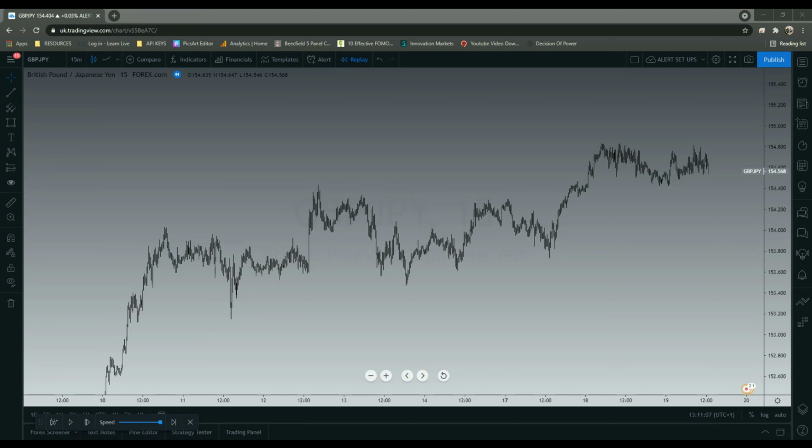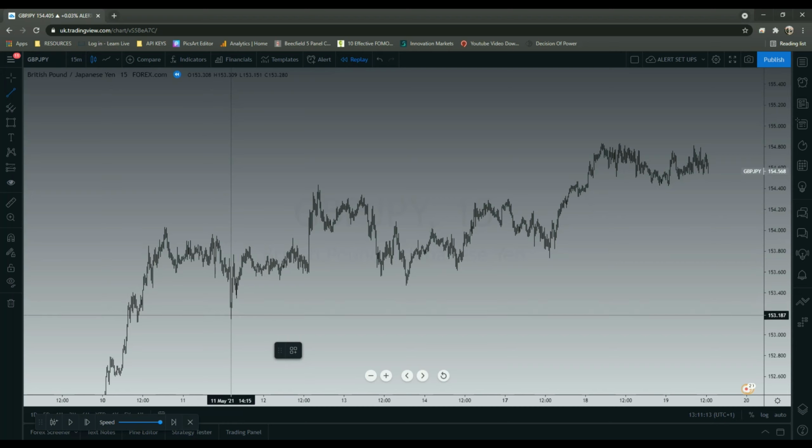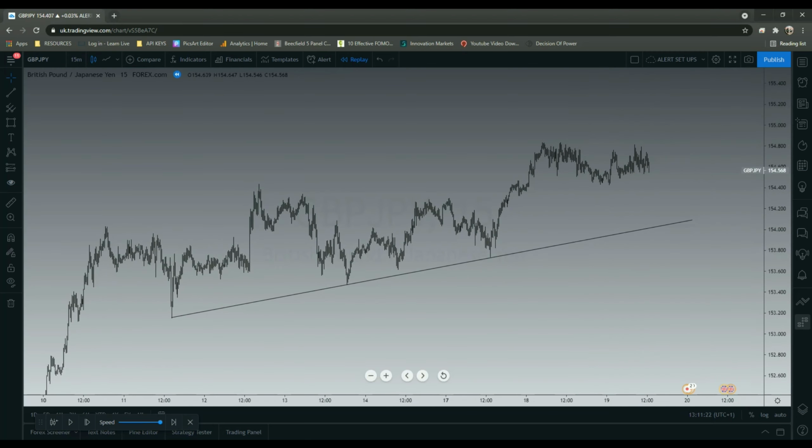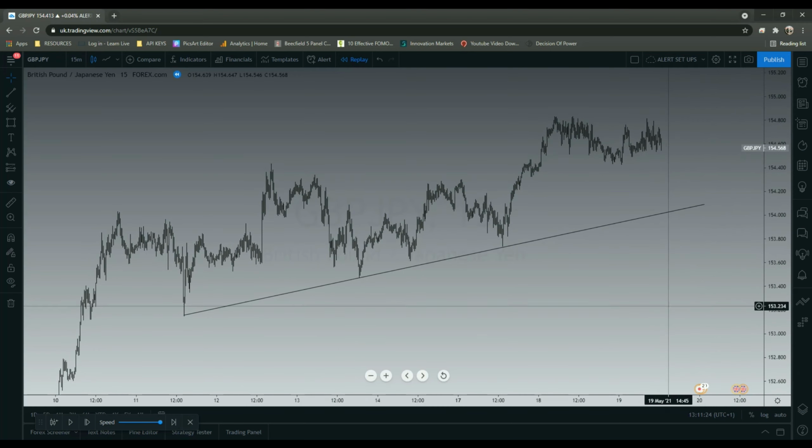Right. So on the screen here, we've got GBP JPY on a 15-minute chart. We're clearly in an uptrend, and what I want to point out here is this trend line. Now we do not teach trend lines. We're not interested in trend lines at all. This is just for this video, to illustrate what's going on with this chart.